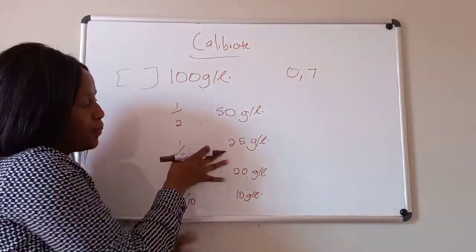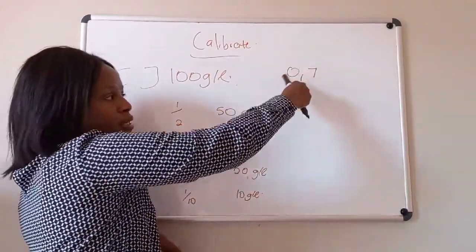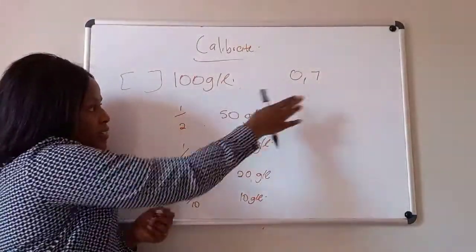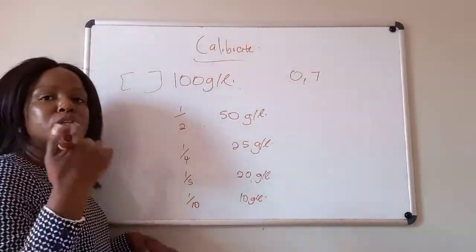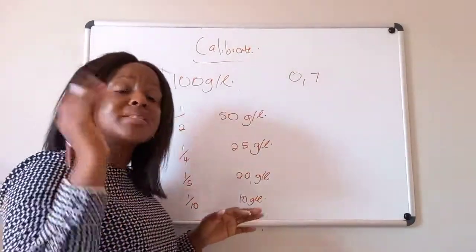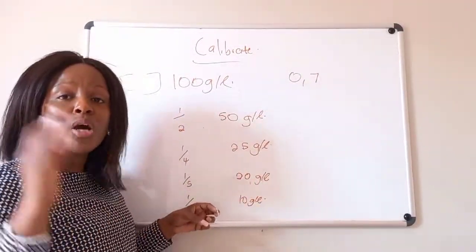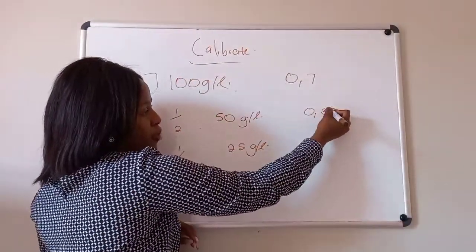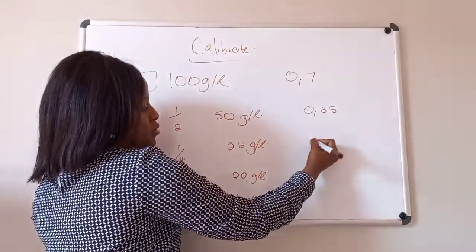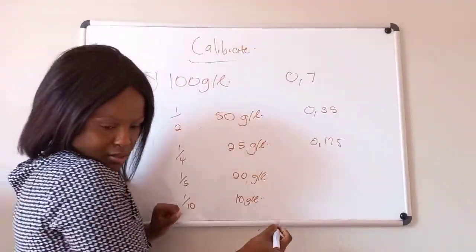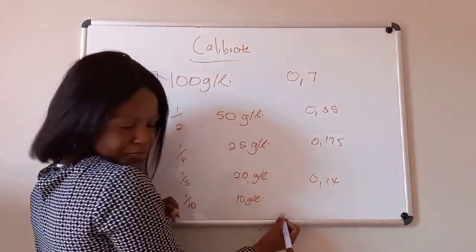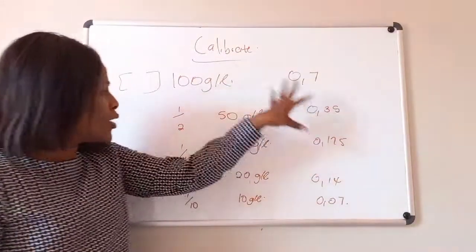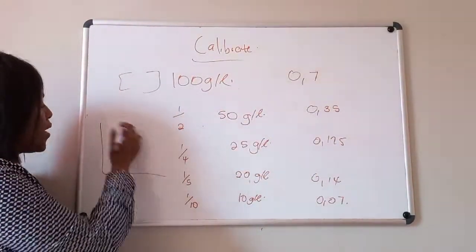Then when you are done getting your concentrations, because the absorption value for your standard is also given, you can do the same: divide the value by the dilutions that you'll be doing, because as the concentration decreases, the amount of light that will be absorbed will also decrease. So here it's going to be 0.35, 0.175, 0.14, and 0.07. And then voila, once you have your values, you can plot your graph.